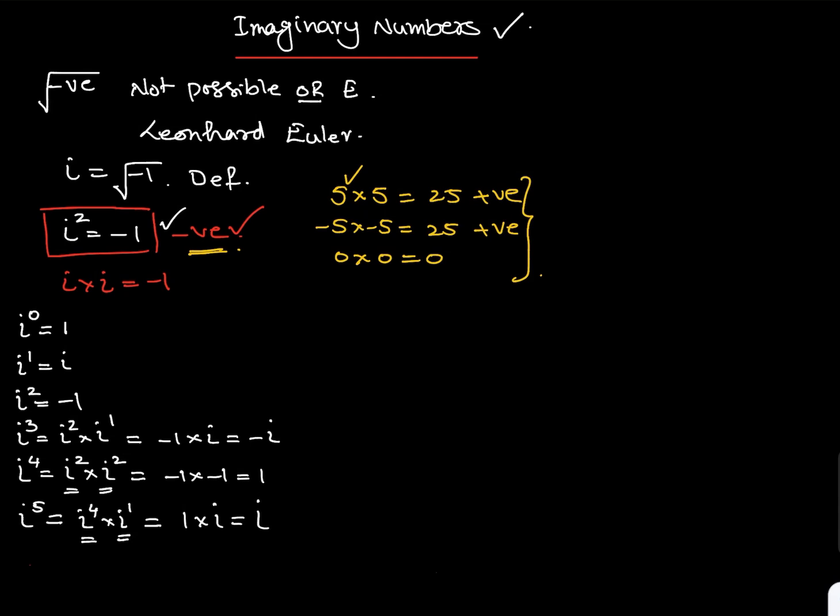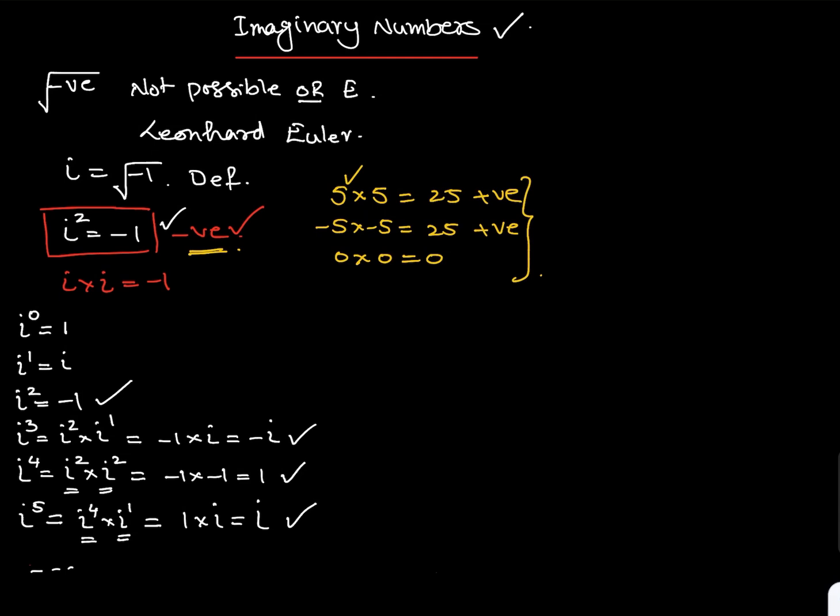So i raised to the power 0 is 1. i raised to the power 1 is i. i raised to the power 2 is -1. i raised to the power 3 is equal to -i. i raised to the power 4 is equal to 1. i raised to the power 5 is equal to i, and so on. So you can expand more and more this way.